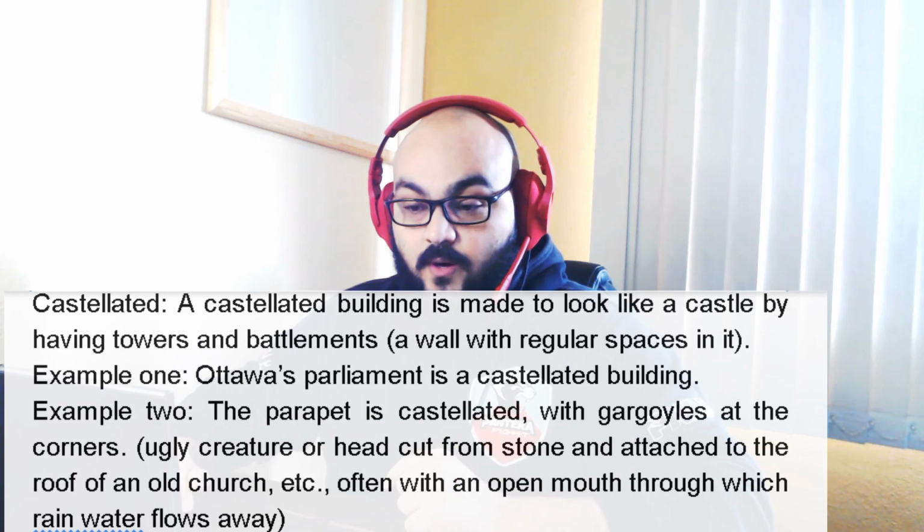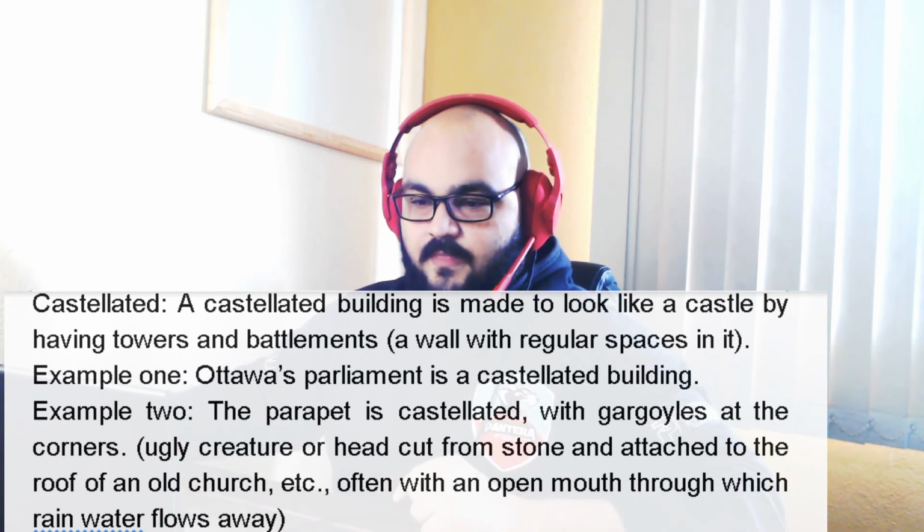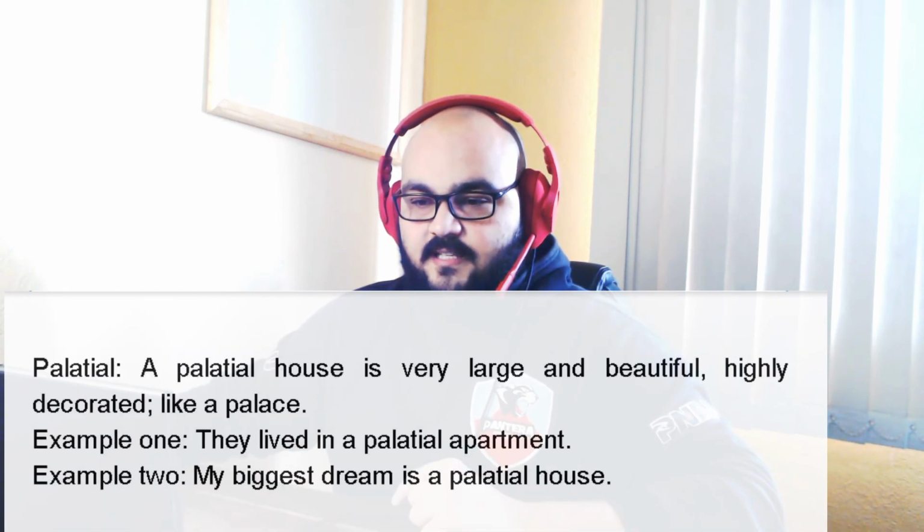All right, let's repeat that one. The parapet is castellated with gargoyles at the corners. Good. Let's go see the next advanced word.